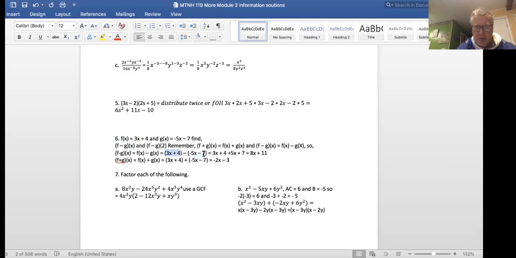For the minus 5x minus 7, I distribute the negative. Minus minus becomes positive in both cases, 5x plus 7. Combine the like terms, we get 8x plus 11.